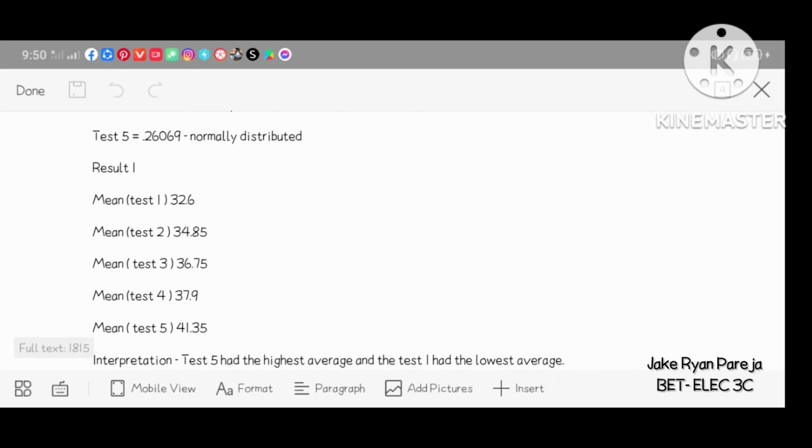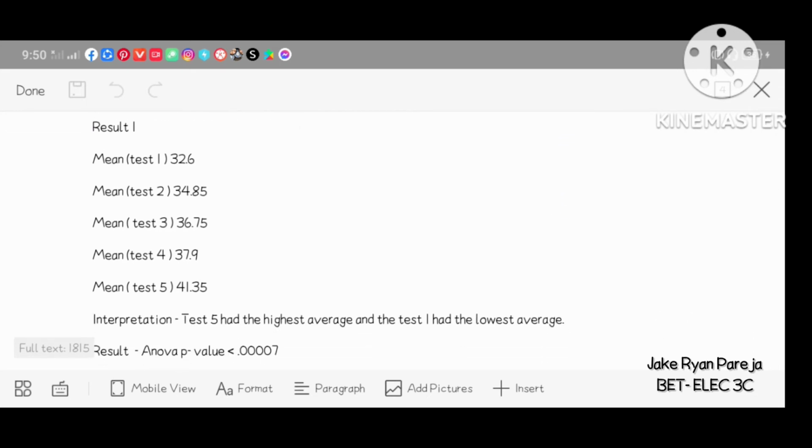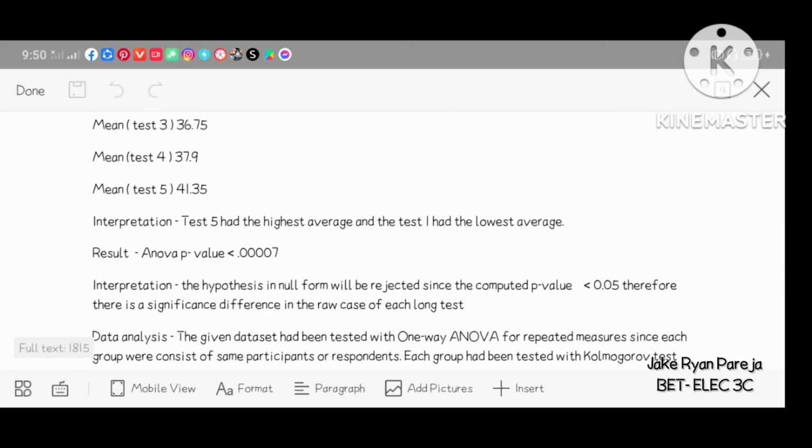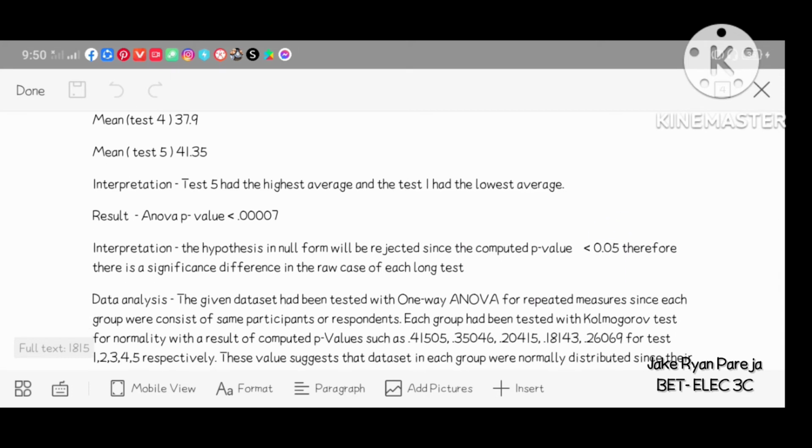So the result: the mean for test 1 is 32.6, the mean for test 2 is 34.85, the mean for test 3 is 36.75, and the mean for test 4 is 37.9. And lastly, the mean for test 5 is 41.35. Interpretation: test 5 had the highest average and test 1 had the lowest average.